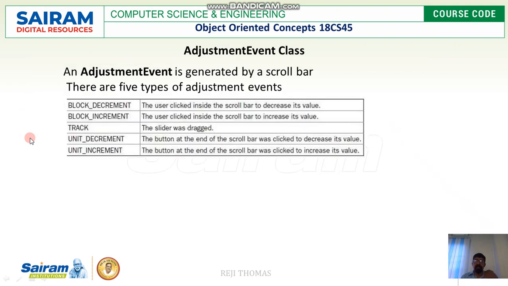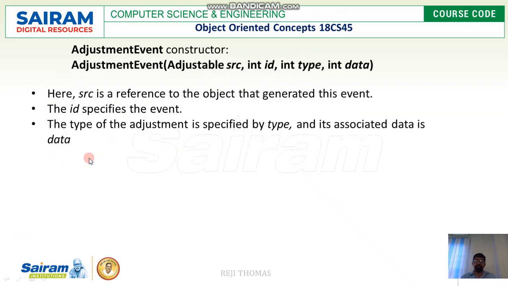In the same way we have the adjustment event class. It has a few constants like block decrement, block increment, track, unit decrement, and unit increment. The adjustment event has a single constructor, and it takes four parameters: src, id, type, and data.